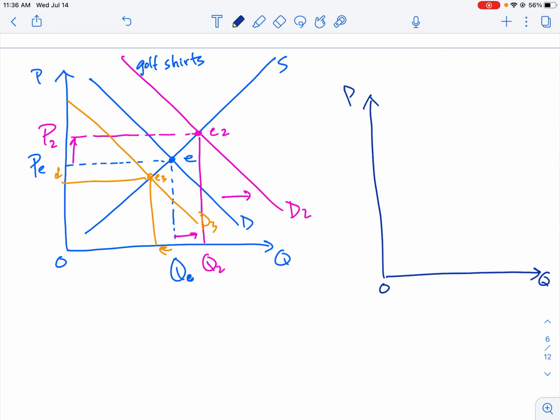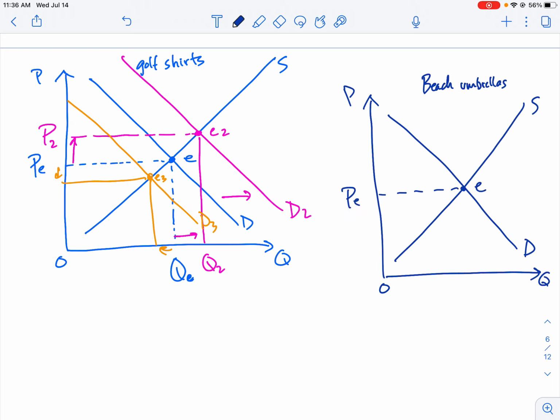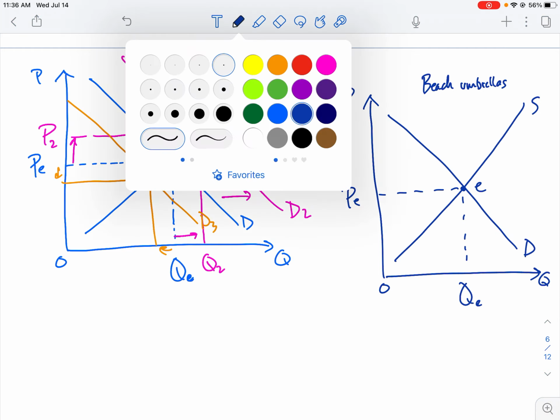So let's look at the market for beach umbrellas. Right, there's some demand for them. There's some supply of them. And then there's some equilibrium price, equilibrium quantity.